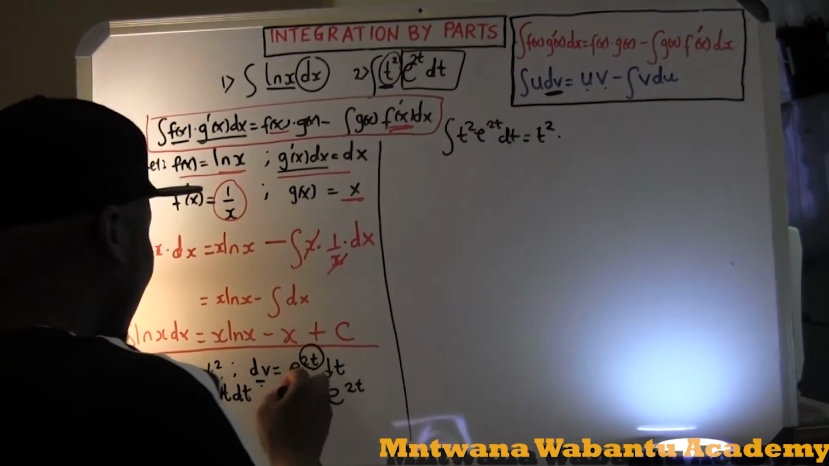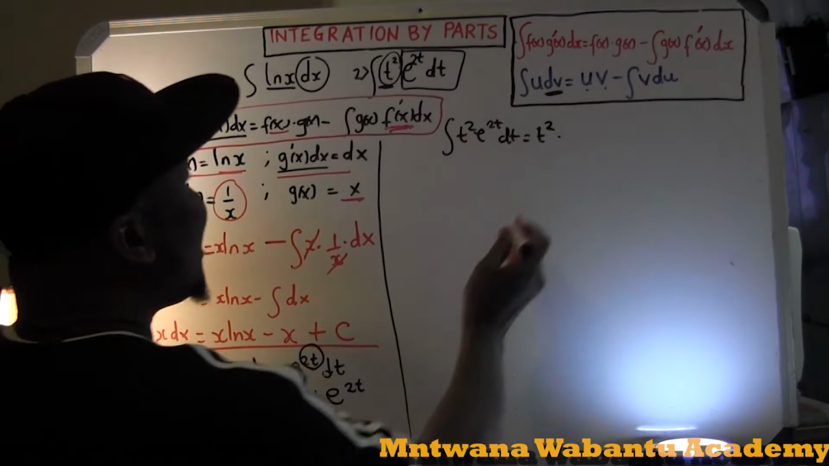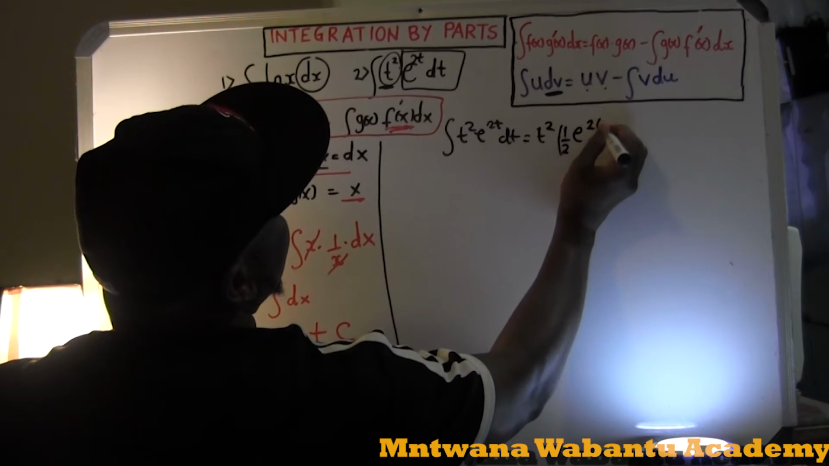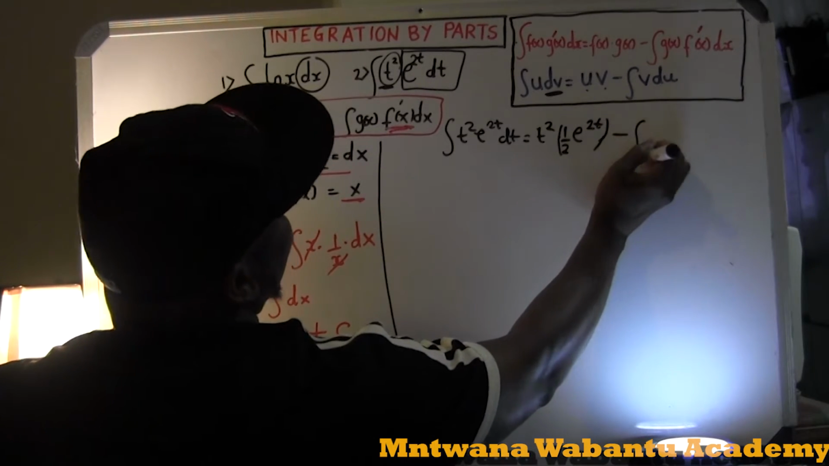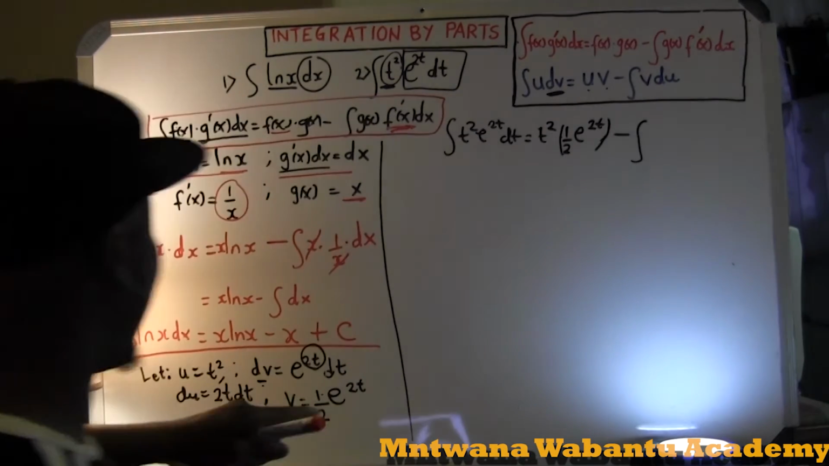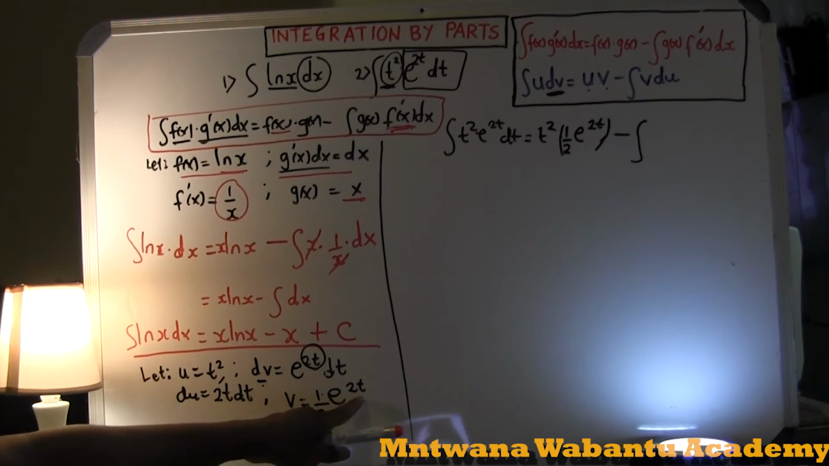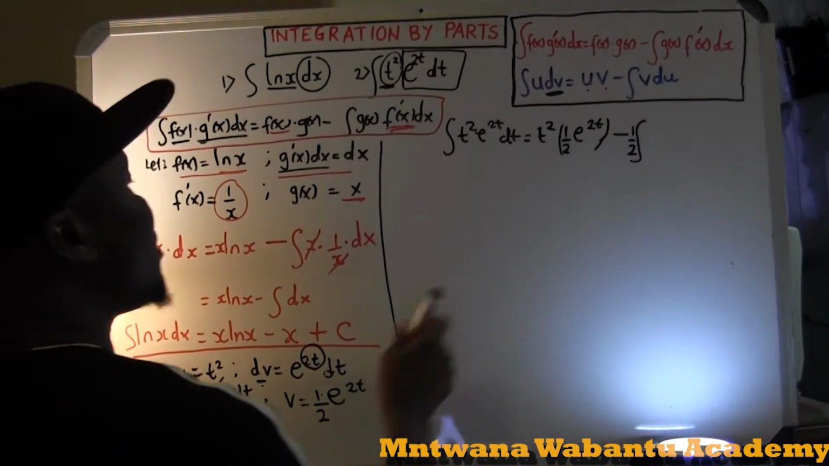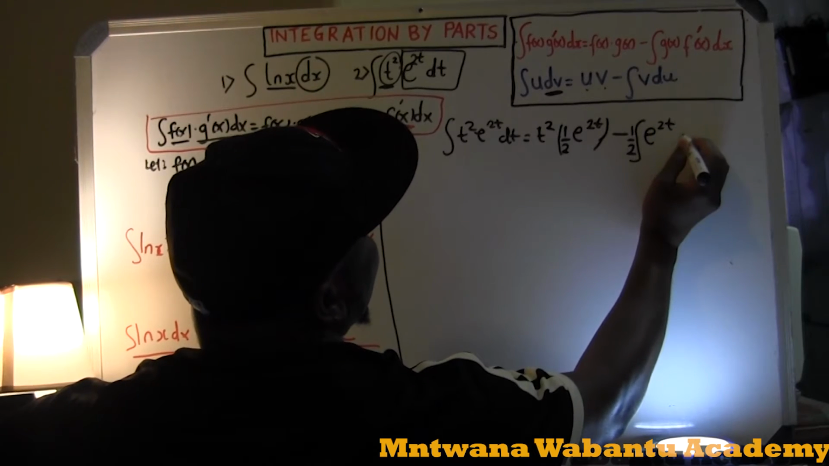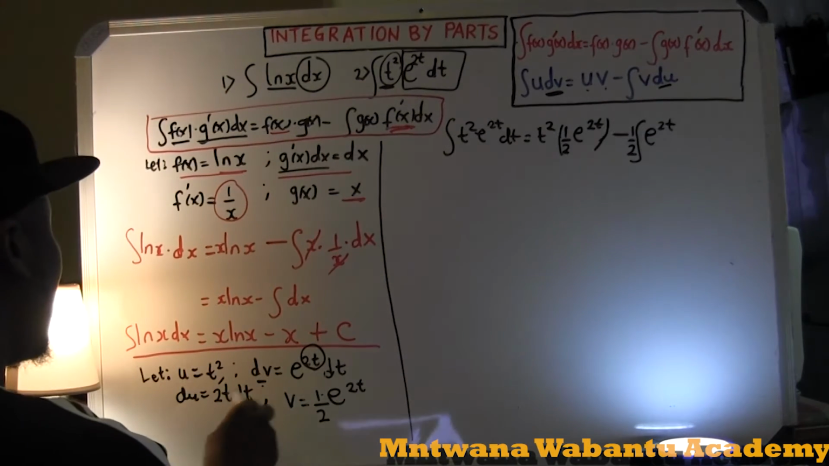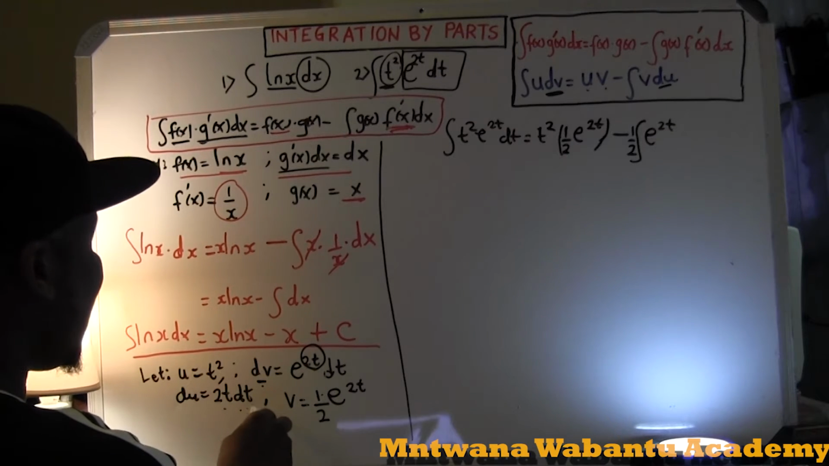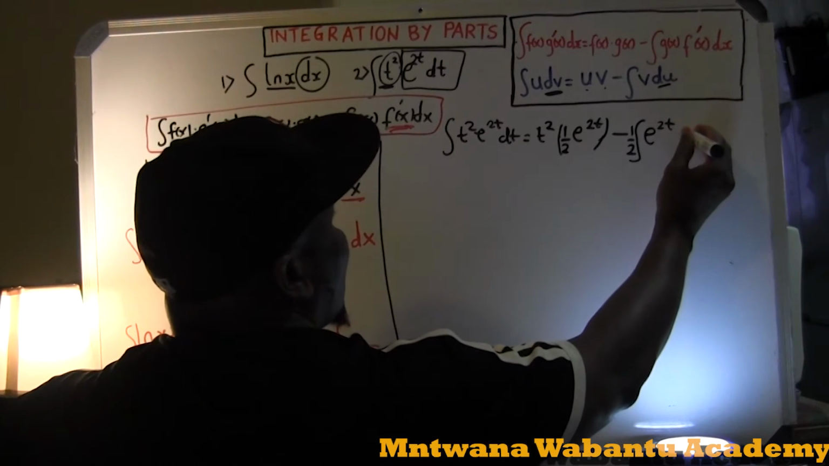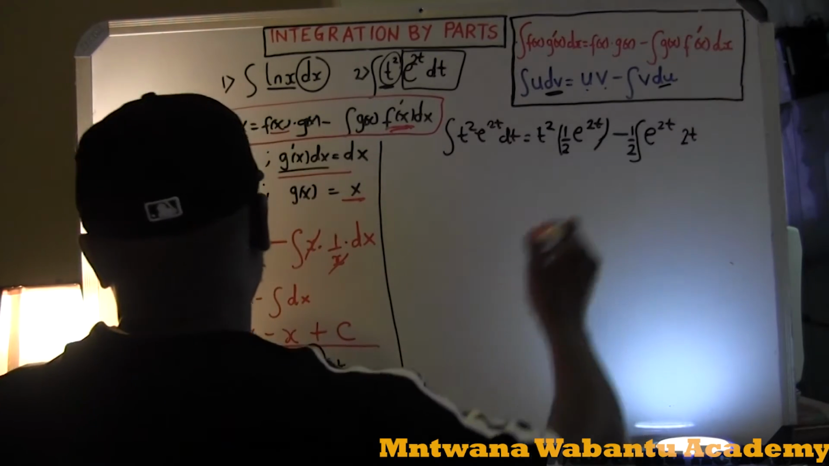Now v. What is v? v equal to a half e to the 2t. So we have a half t squared e to the 2t, minus the integral of v du. What is v? v equal to a half e to the 2t. So let me take a half outside, and then it's going to be e to the 2t, and then du. What is du? Our du equal to 2t dt.